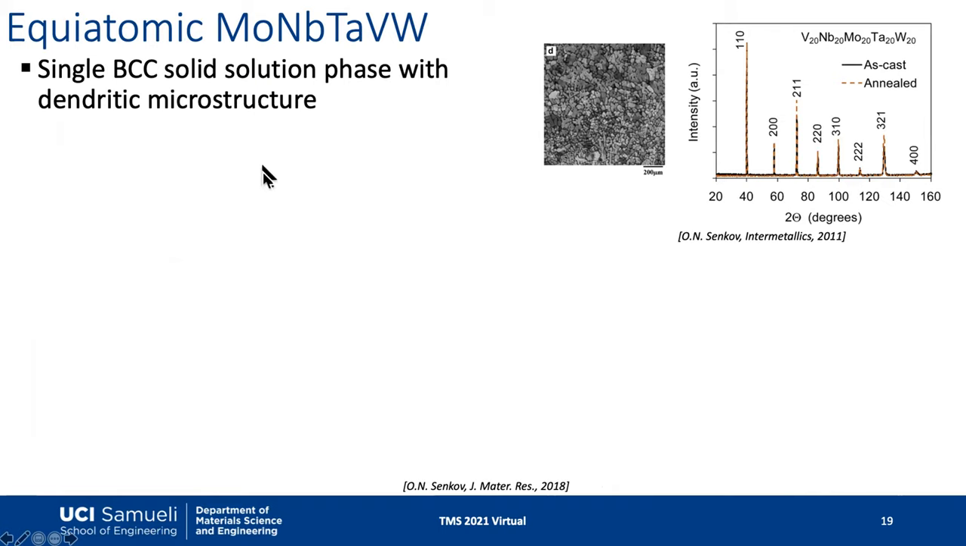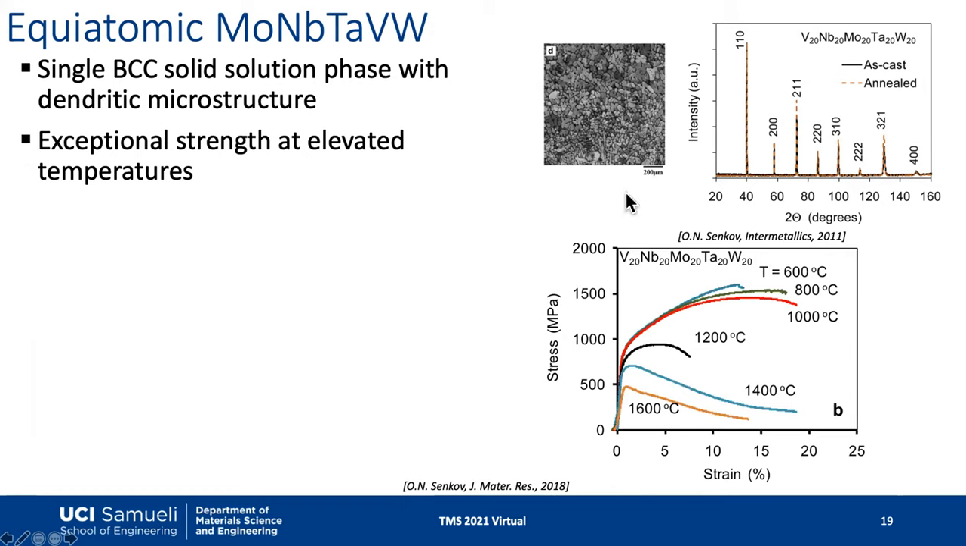We should also look at the equiatomic moly, niobium, tantalum, vanadium, tungsten system that Oleksenkov and his colleagues have reported extensively on, where this material maintains, this is arc melted, vacuum arc melted. You can see the structure. It's a single BCC solid solution phase upon casting. And here you'll see the material maintaining strength up to 1200 degrees centigrade in this compression test.